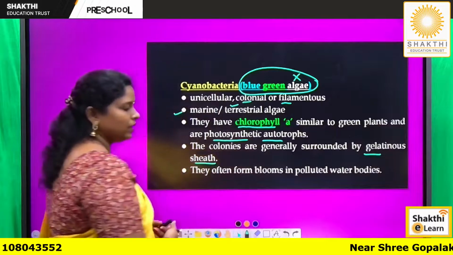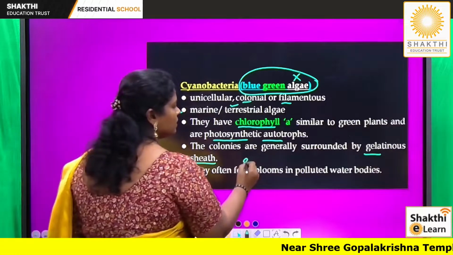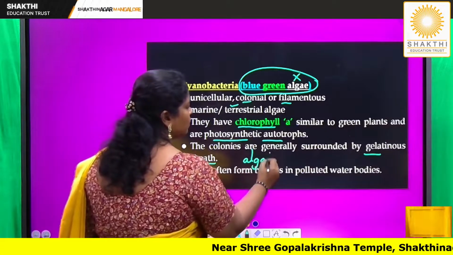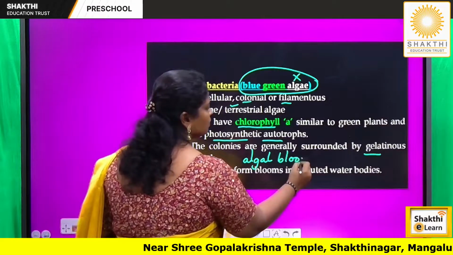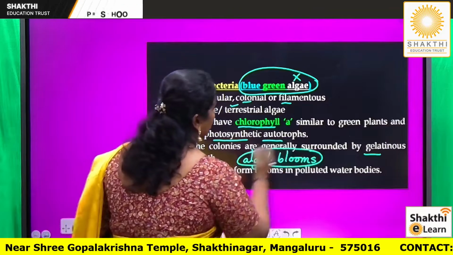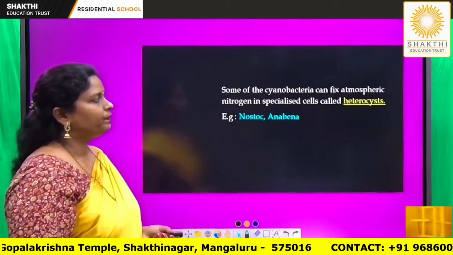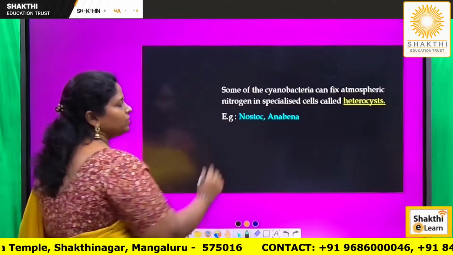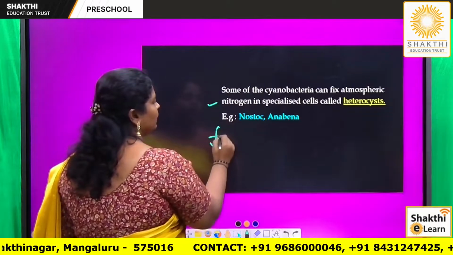Sheath means covering. And a very important point here is, it forms a huge mass called algal blooms. These bacteria will grow extensively in water bodies to form algal blooms. A very important feature is they have the ability of fixing nitrogen.